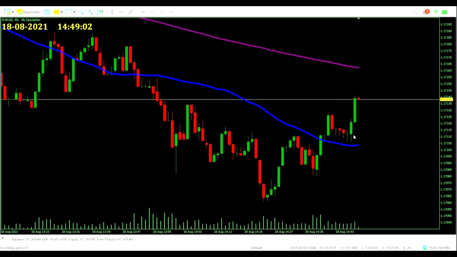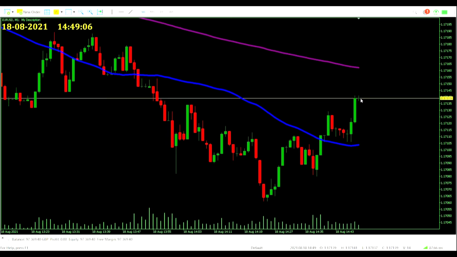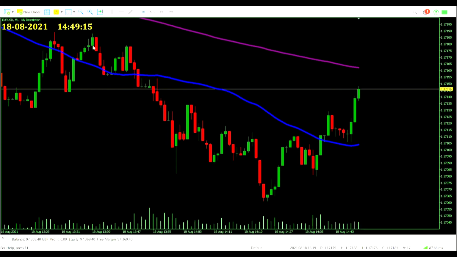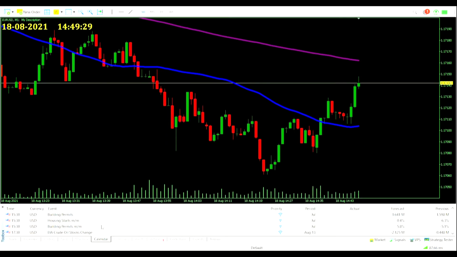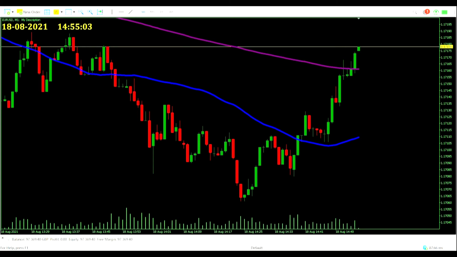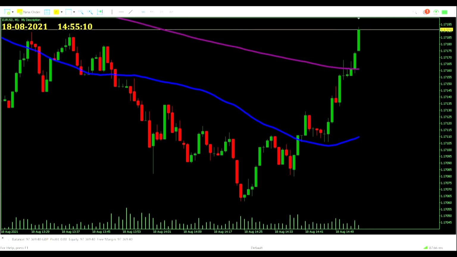Here's the bounce though. Finally, we are back comfortably above the 50 and getting up towards the 200. Just over 10 minutes before the New York Forex session opens at 3 o'clock. And don't forget, we got building permits and housing starts from the US at 3:30. And just like that now, price settling above the 200 average. Hopefully this 50 can get a move on and catch up with that 200 and get a cross over it.